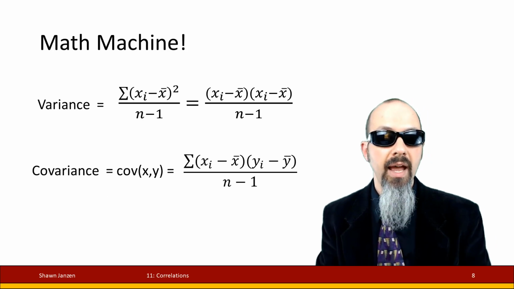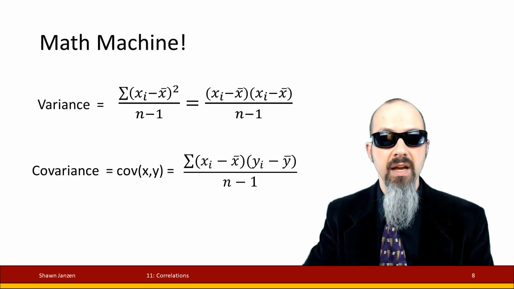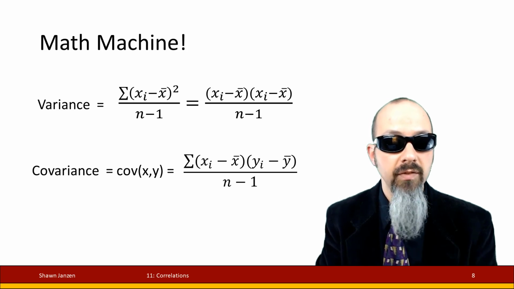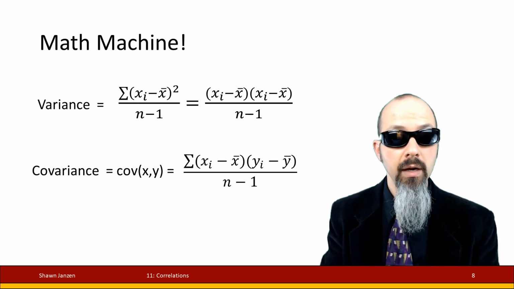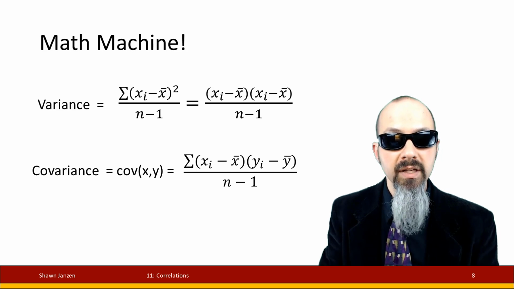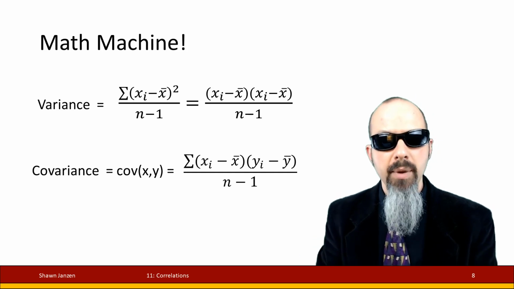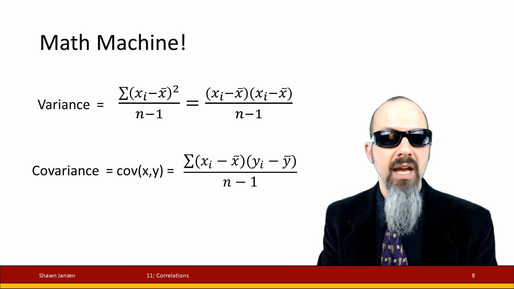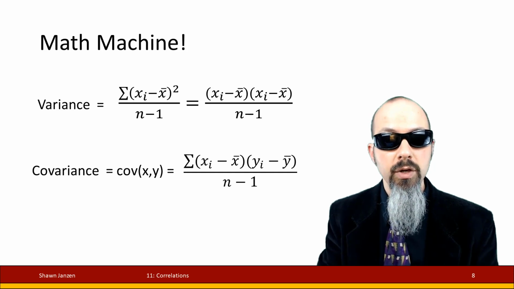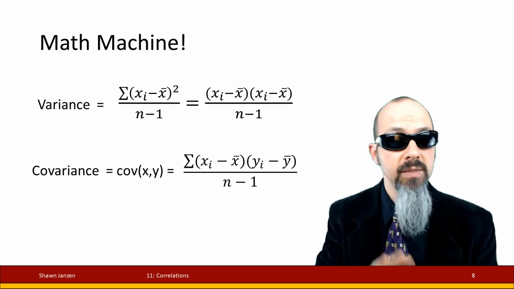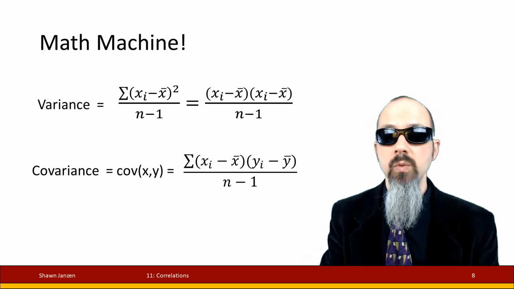On the top here I have the variance function, which is the sum of the x observations minus their x mean, squared. And the covariance function is very similar, but instead of doing x minus x bar squared, we're doing x minus x bar times y minus y bar.